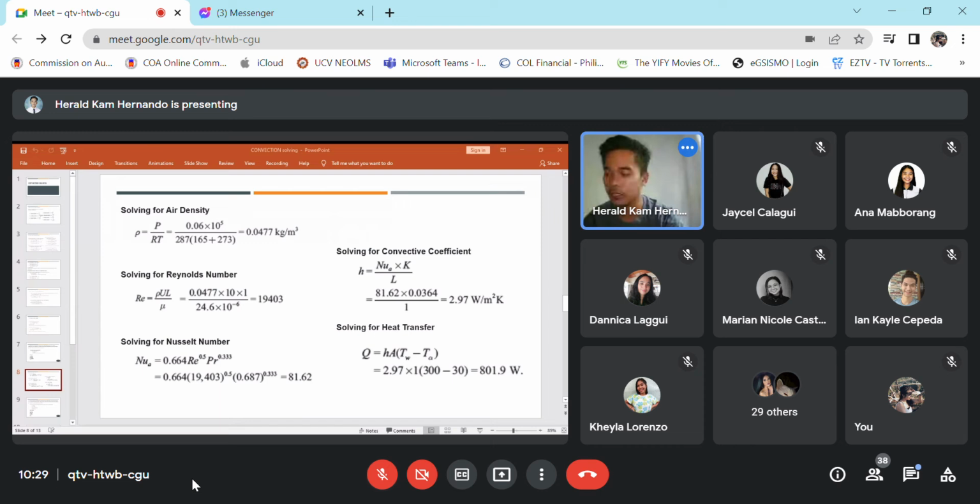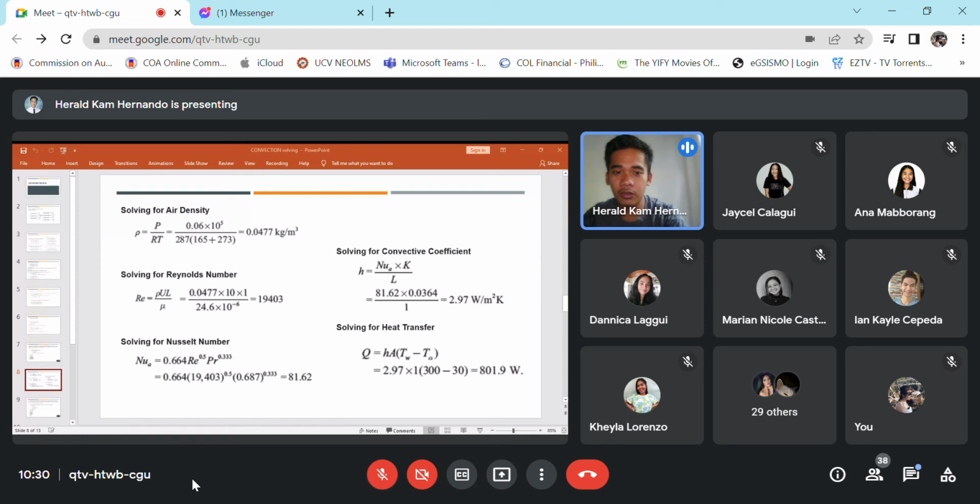Back to the air density, using the formula pressure over RT, where P is the 0.06 bar from earlier, and R is our gas constant, 287.5 but we just use 287. Then our temperature is the film temperature 165 plus 273, as we know for converting Celsius to Kelvin. Sometimes it is 273.15, but in computing, 273 is okay.